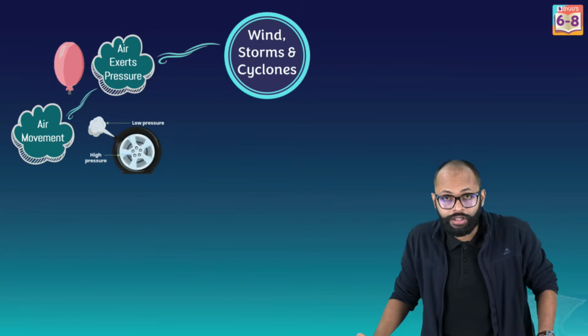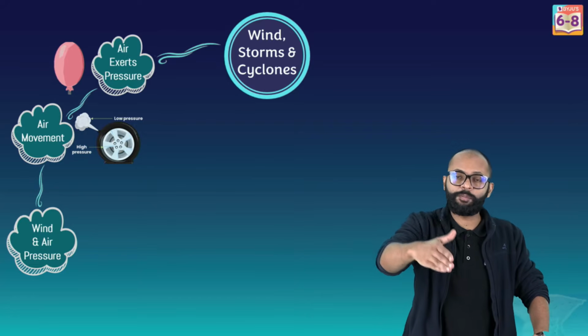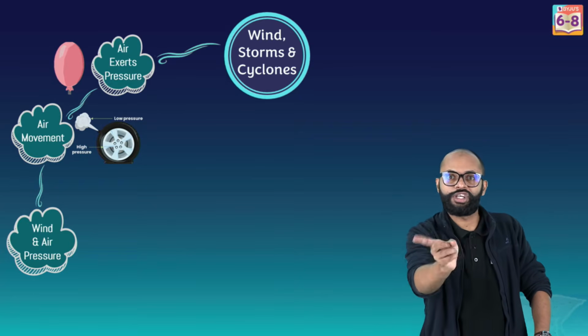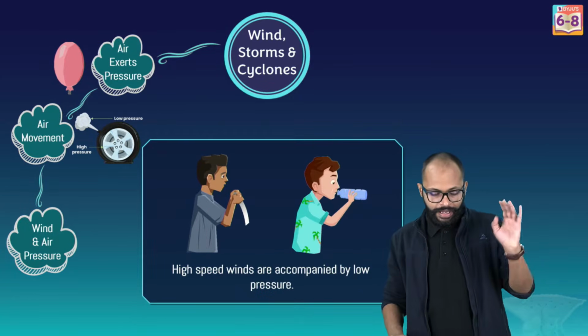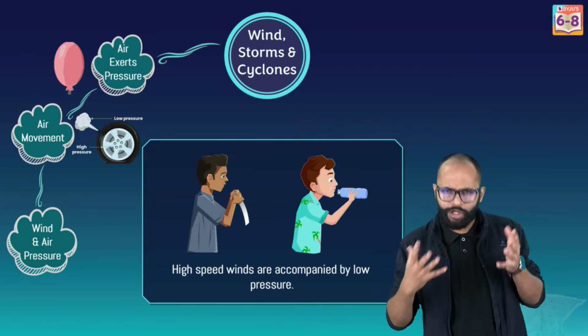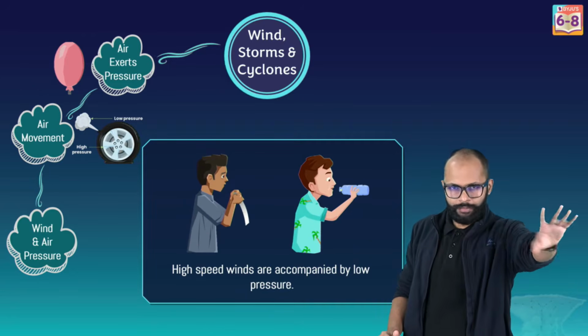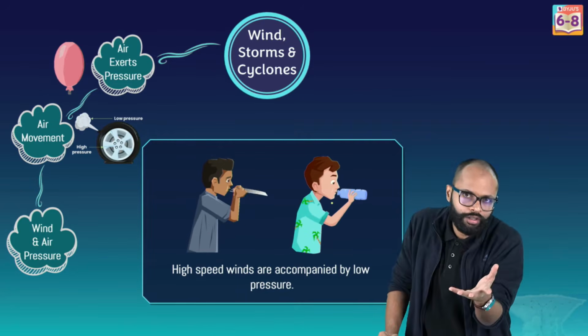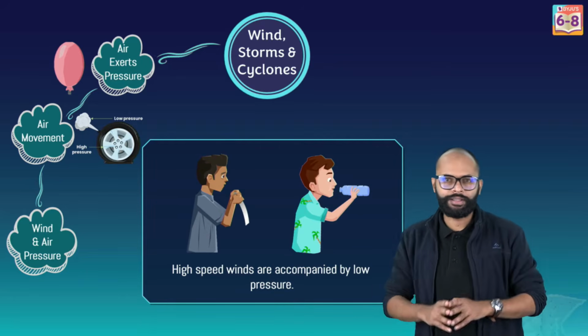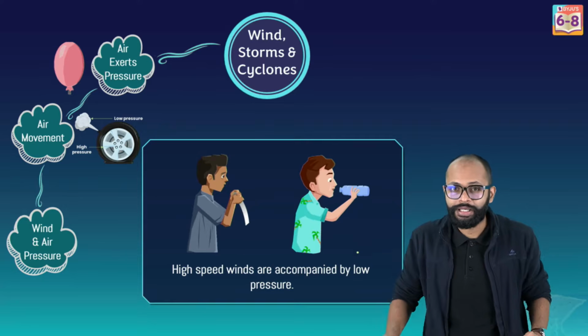But it's important in terms of wind, storms and cyclones because wind and air pressure movement is based on this pressure difference. Look at this. High speed winds are accompanied by low pressure, and it's a very simple but very important phenomenon. This is called Bernoulli's principle, but in your grade forget about the name. It's okay if you know it, it's good knowledge to have, but if you don't, no problem. What you should know is that high speed winds are accompanied by low pressure.